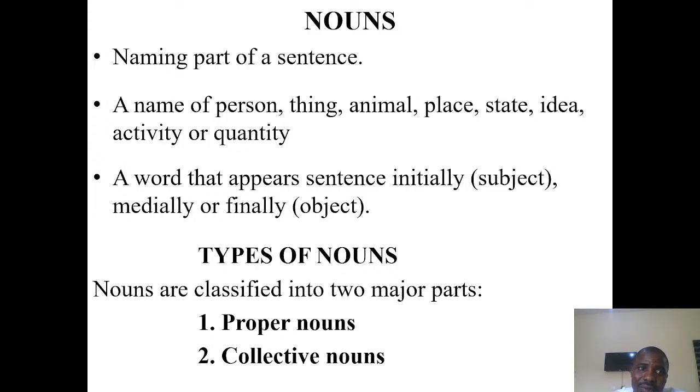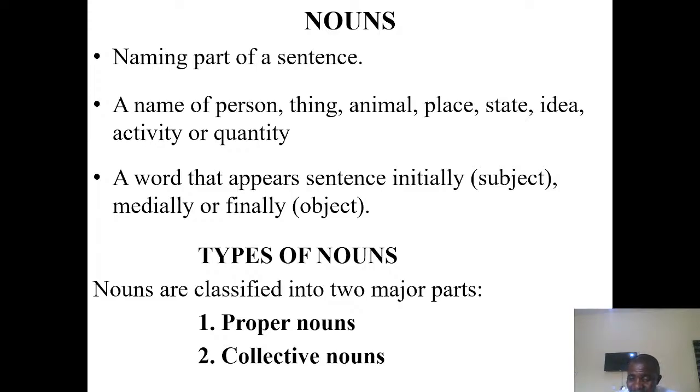Okay, let us look at number 3. A word that appears sentence initially is a subject, and medially or finally is an object. In terms of position of occurrence, nouns occupy the sentence initial position. If we divide a sentence into two, we look at the subject and the predicate. What occupies the position of the subject? The head of the subject is the noun. That is why nouns occupy sentence initially.